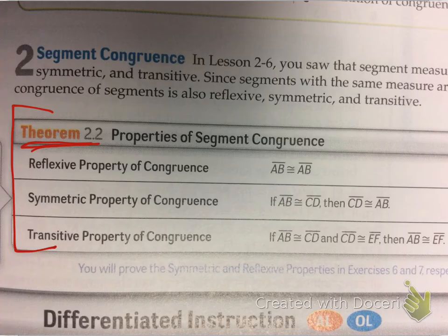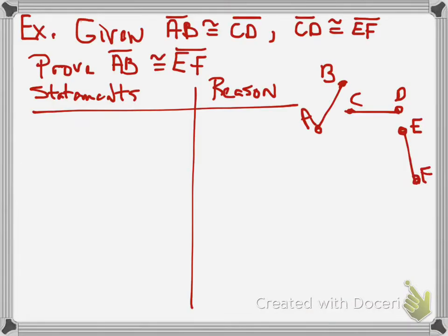All right, so now let's look at a simple example. Given that line AB is equal to CD and CD is equal to EF, prove that AB is congruent to EF. Did I say equal? I meant congruent. Basically we're trying to say that AB is the same as EF.